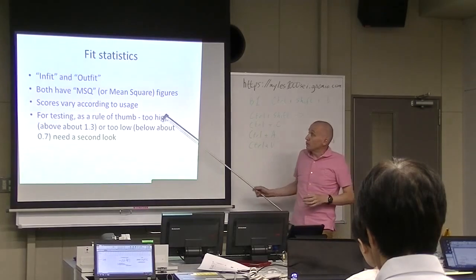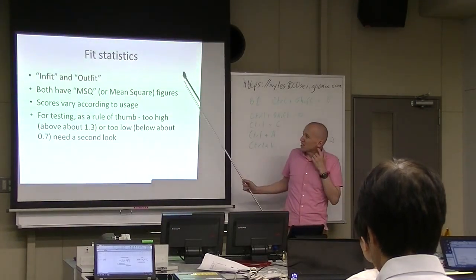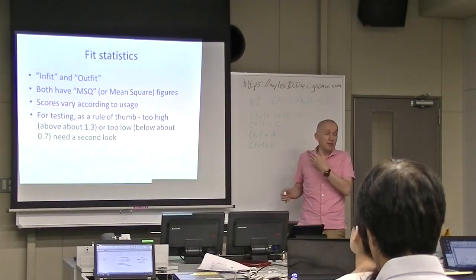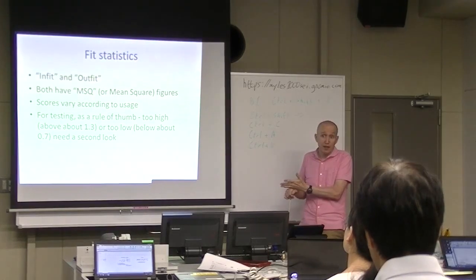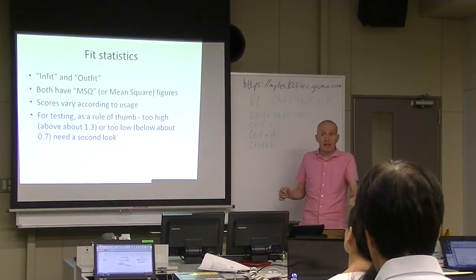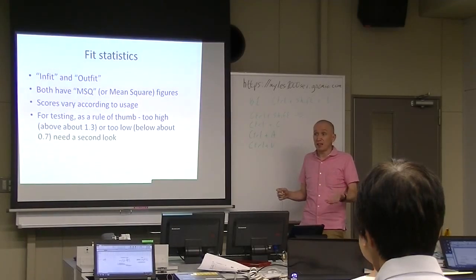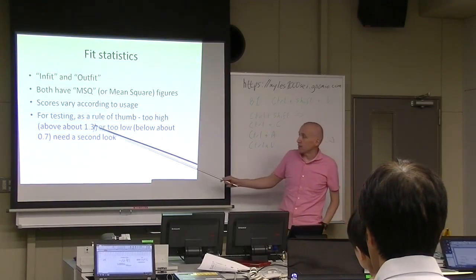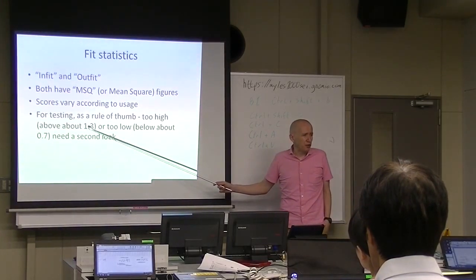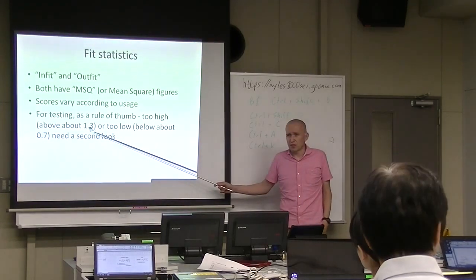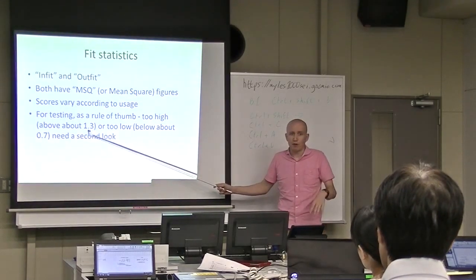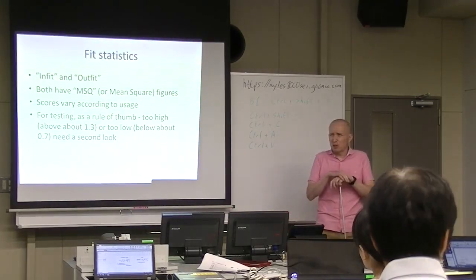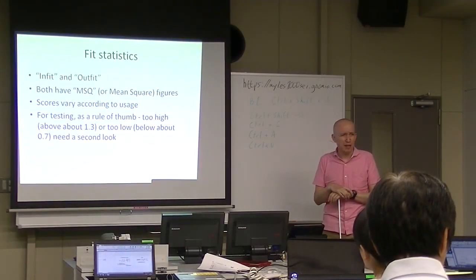What's a good score? A bit like reliability, it changes a little bit. This is used for a lot of purposes. For surveys, the scores will be different from testing. And for developmental testing, it might not be the same as for language testing. But as a rule of thumb, for language testing, anything above 1.3 on these scores is not so good. This is very, very rough. Anything below 0.7 is probably a little too good to be true, so it might be worth another look to see why it's behaving like that.